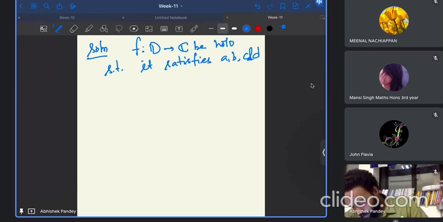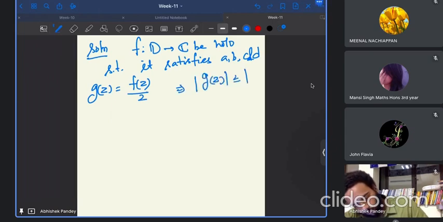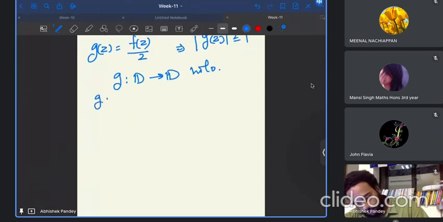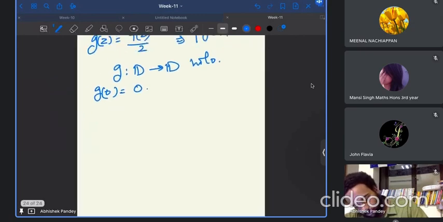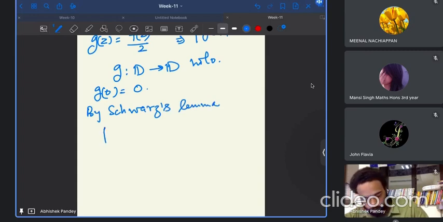Now consider the function g(z) which is basically f(z) by 2. So this implies mod of g(z) is less than or equal to 1. So that is g from D to D holomorphic. Also, what will be g of 0? f of 0 by 2, which is 0. Now you can use the Schwarz lemma. By Schwarz lemma, modulus of g(z) is less than or equal to mod z.